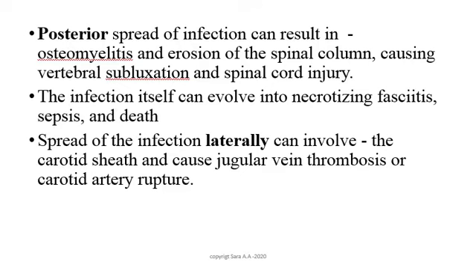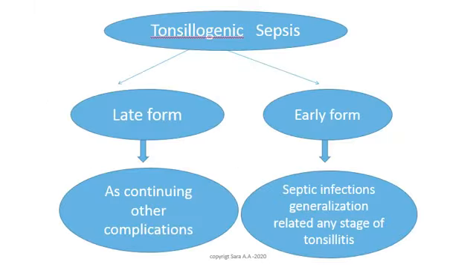Spread of the infection laterally can involve the carotid sheath and cause jugular vein thrombosis or carotid artery rupture. Lemierre syndrome, what is it? We call this tonsillogenic sepsis. Now, during the antibiotic era, we see it very rarely, but you should know this kind of sepsis is tonsillogenic sepsis. It may be a late form or an early form.